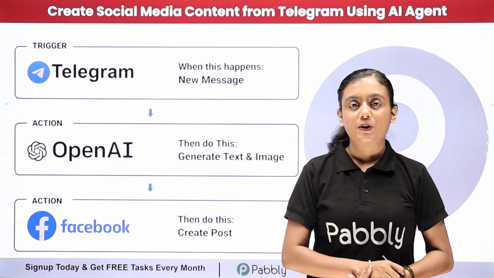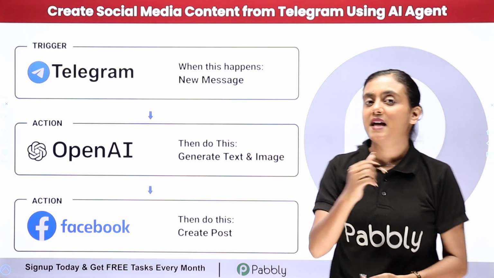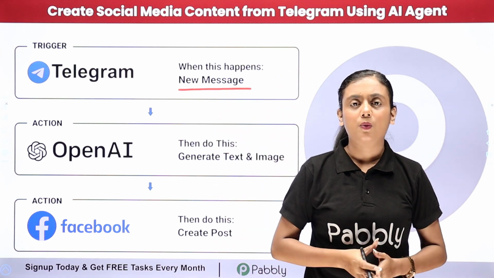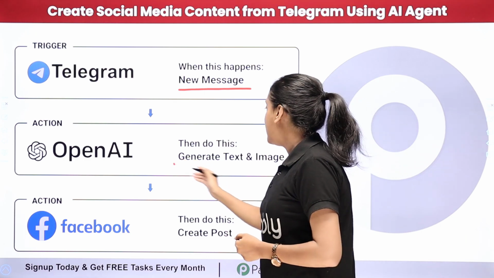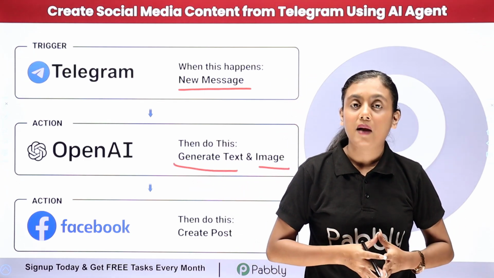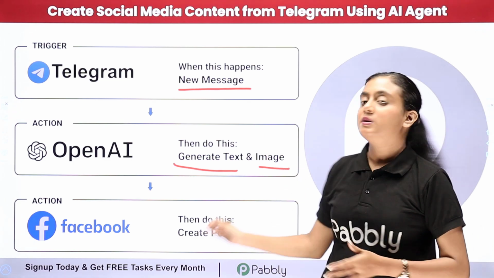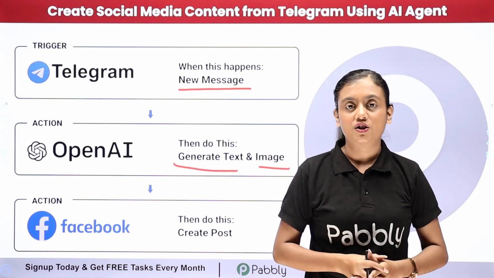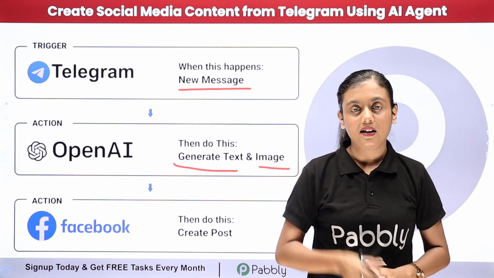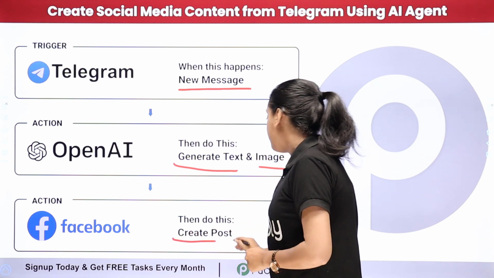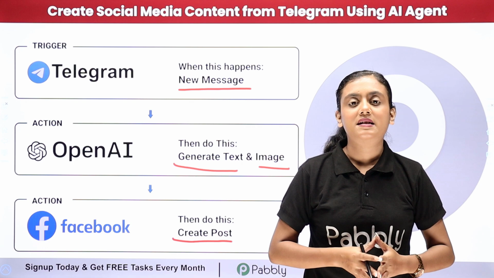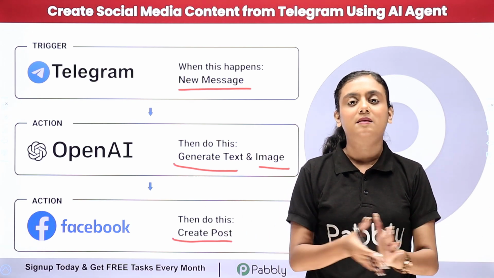How this AI agent is going to work in real time is that as soon as I receive a new message by my student on Telegram channel, that is going to be a question, the AI agent is going to generate the text and the image. The text is going to be the content which is going to be the reply to the answer, and the image is going to be the relevant image regarding the question. As soon as the image and the content are generated, using the details, automatically a post is going to be created on my Facebook page. So now if you want to learn this entire process step by step, let me take you to my screen.